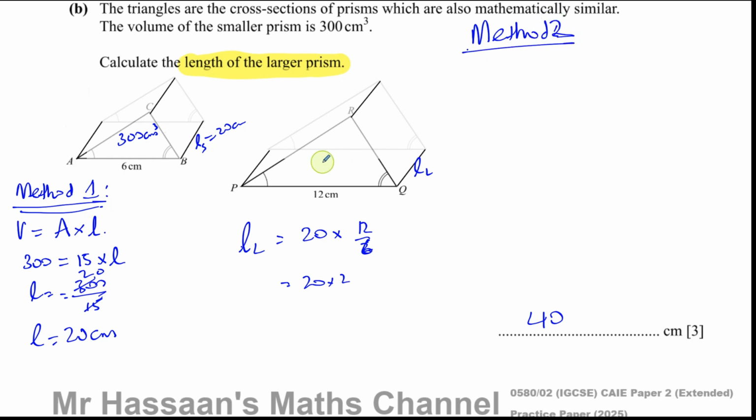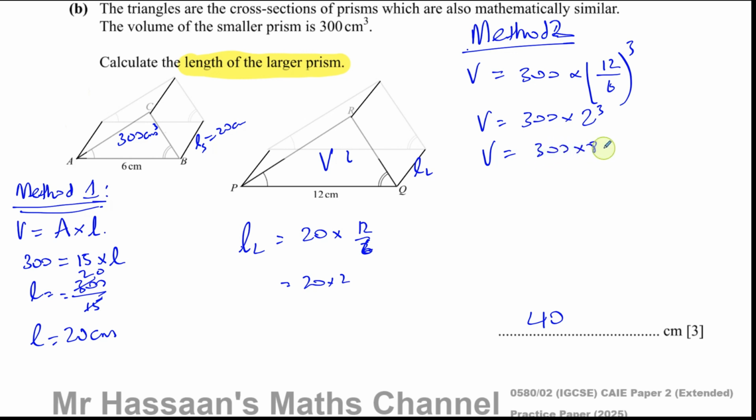We could have found the volume of this prism. We could have said the volume of the larger prism is equal to the volume of the smaller prism, but increased by the ratio of the volumes, which is 12 over 6, but cubed. So the volume is going to be 300 times 2 cubed, which is 8. So you're going to have 300 times 8, which is 2,400, because 8 times 3 is 24, and you've got 2 zeros: 2,400 centimeters cubed.